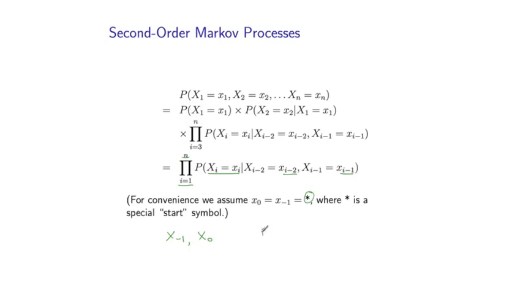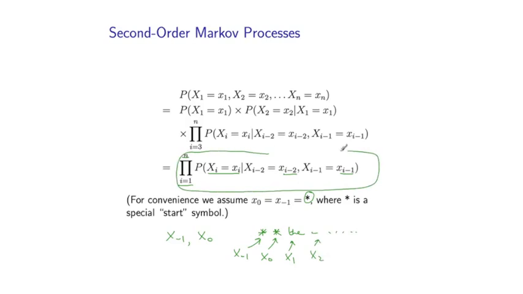So you can think of us as always starting this Markov process with x minus 1 equal to star, x0 equal to star, and then we have x1 as the next element, maybe that's some word there, x2 is the next element, and so on and so on. Okay, so this just makes things slightly simpler, basically from a notational point of view.